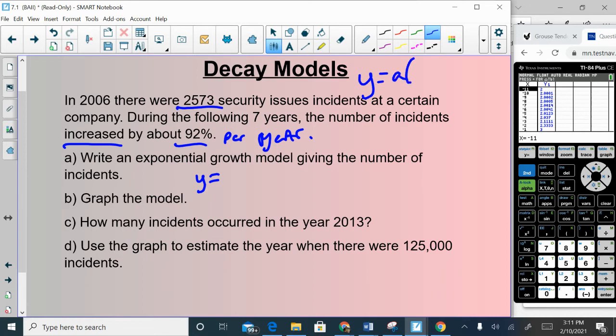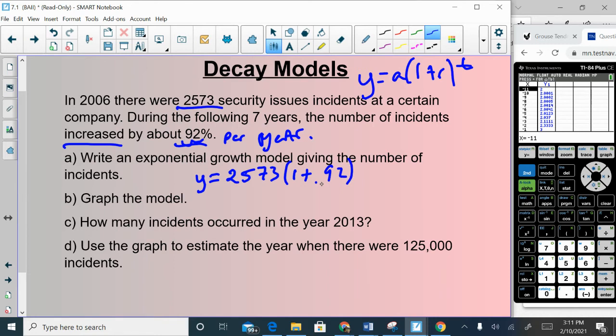Y is equal to A times 1 plus R to the T power. So Y is going to equal 2573 times 1 plus. Now, do not put 92 here. You will be wrong 100% of the time. Instead, you have to turn this into a decimal. To turn a percentage into a decimal, we move the decimal place over twice. So it would be 0.92.